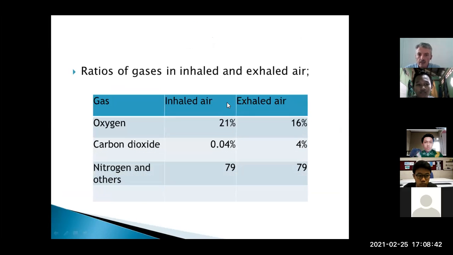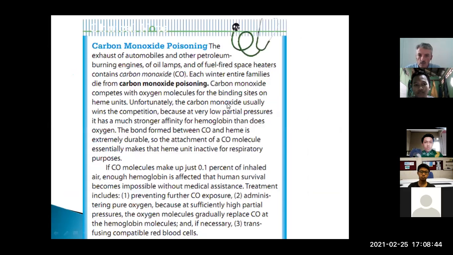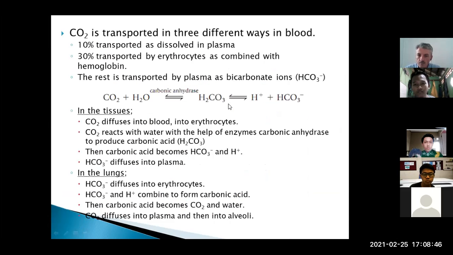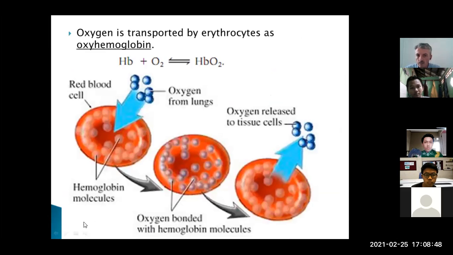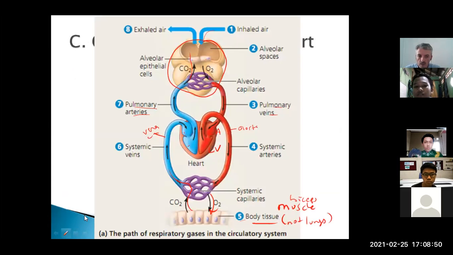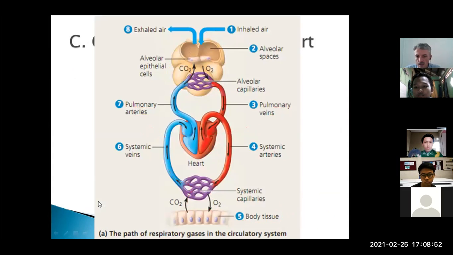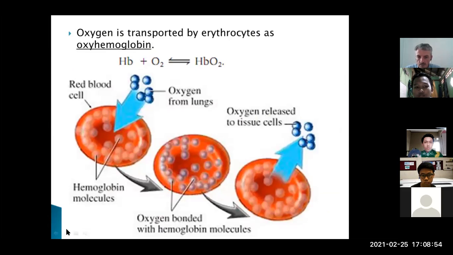But the thing is, okay, oxygen, sorry, I'm going the wrong way. Oxygen enters the blood, but then how is it transported? Here we say oxygen enters the blood, CO2 enters the blood, but then what happens?